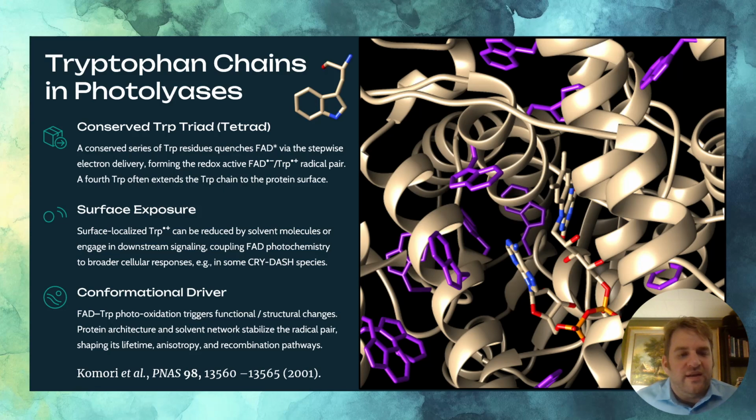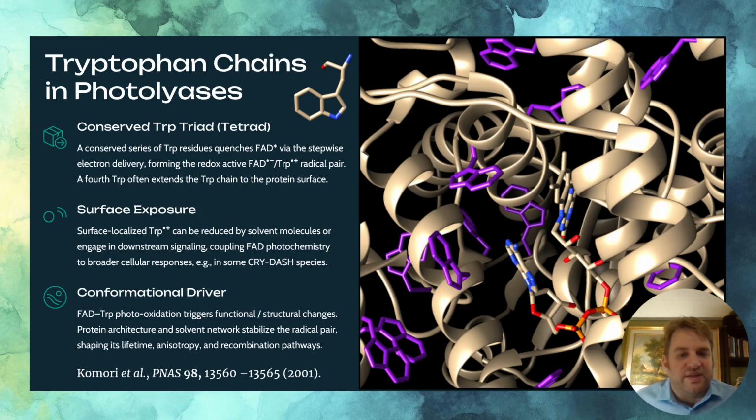pair. And that fourth tryptophan, where it's present in certain species of photolyase, extends the tryptophan chain to the protein surface to make it easy for the enzyme to capture an extra electron from the solvent environment. So this surface exposed tryptophan can be reduced by solvent molecules to replenish the electron that it donates to the flavin. It also has been hypothesized to engage in downstream signaling in cryptochrome.